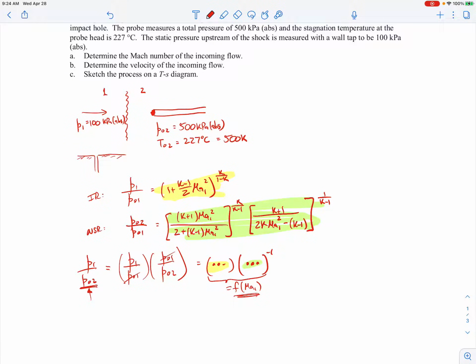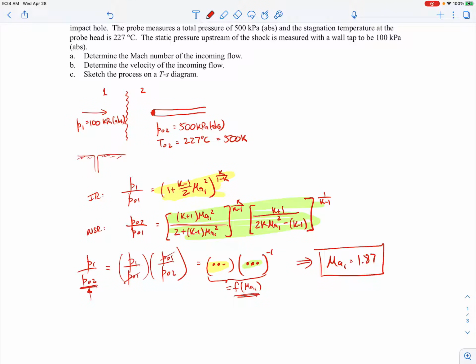It's a complicated function of Mach number 1, so you're not going to be able to solve that by hand, but you could solve it numerically. You could use a numerical root finding method to find Mach number 1, and that's what I had done. I won't go through the details of that, but you'll find that Mach number 1 comes out to be 1.87.